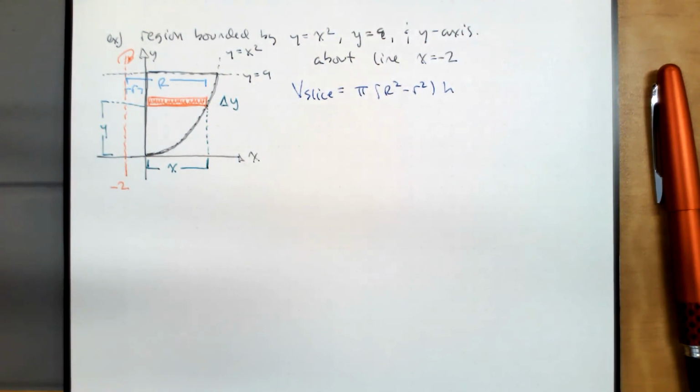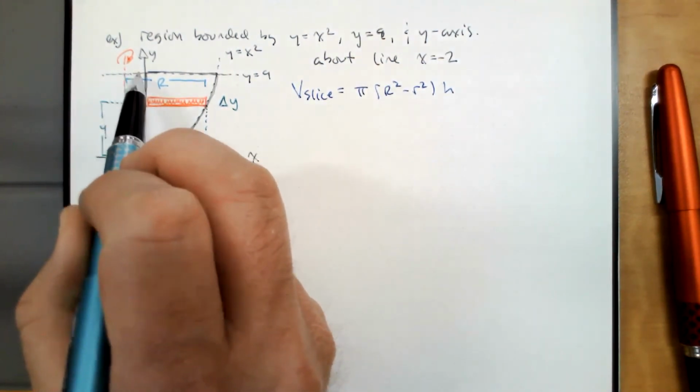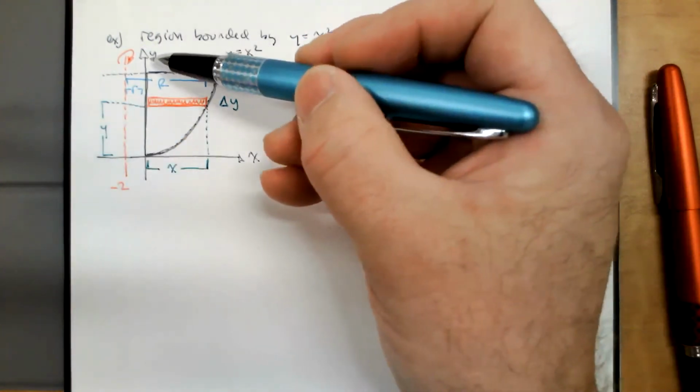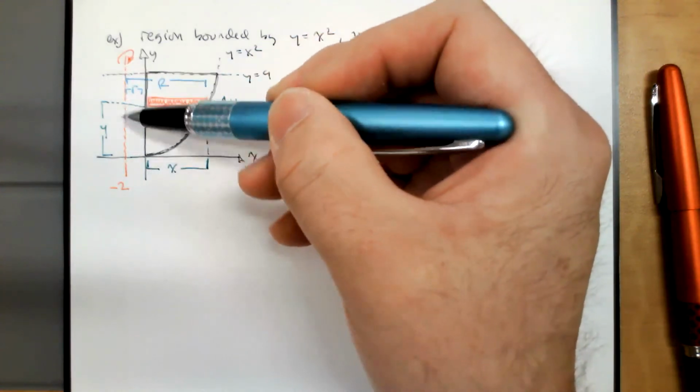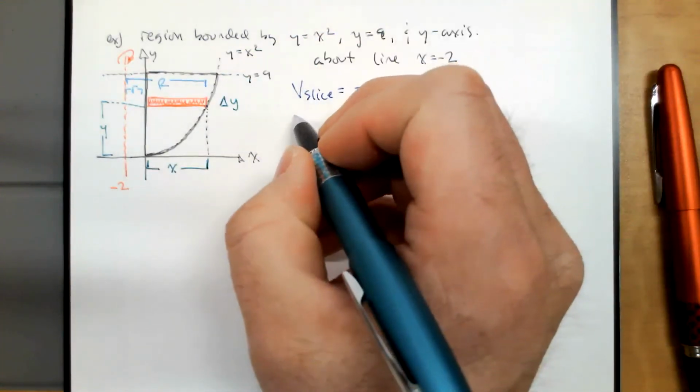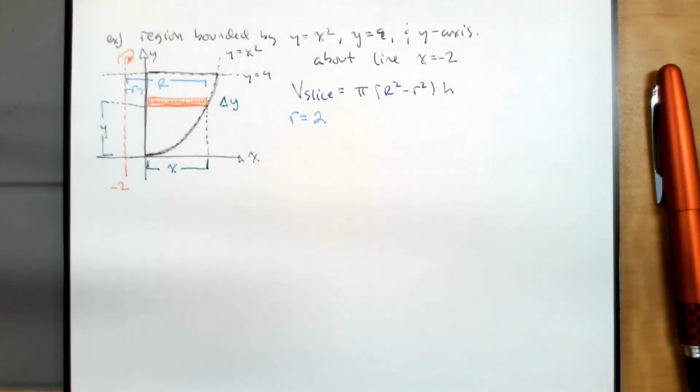So in this case, notice that this little r from the axis of rotation to the near end of the slice is just sitting on the y-axis, and the axis of rotation is always at -2. So little r is equal to 2. So the little r is the constant 2 here.